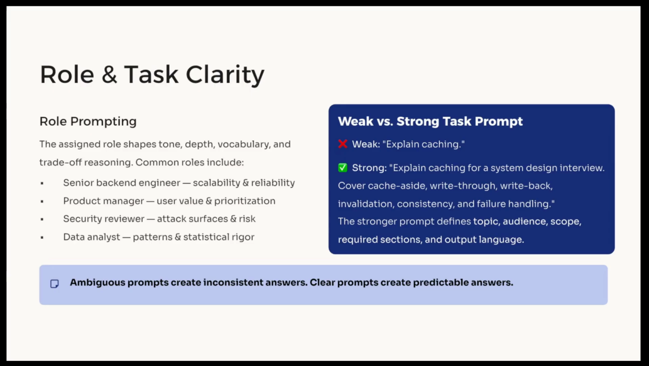Task clarity is just as important. A weak prompt is, explain caching. A better prompt is, explain caching in a system design interview. Cover cache aside, write through, write back, invalidation, consistency, and failure handling. Use English first, then Chinese. The better prompt defines the topic, audience, scope, required sections, and output language. The key idea is this: ambiguous prompts create inconsistent answers. Clear prompts create predictable answers.